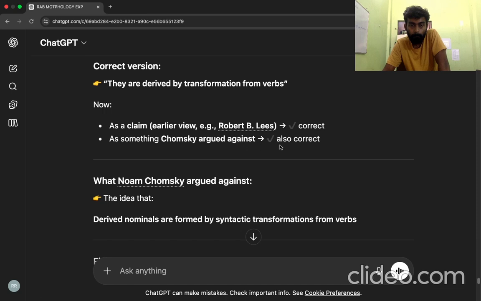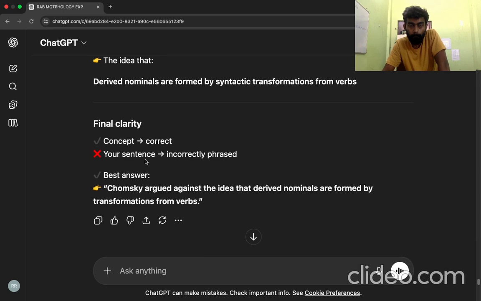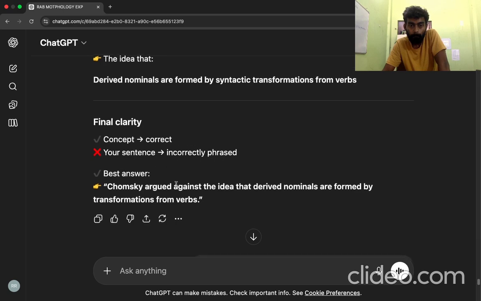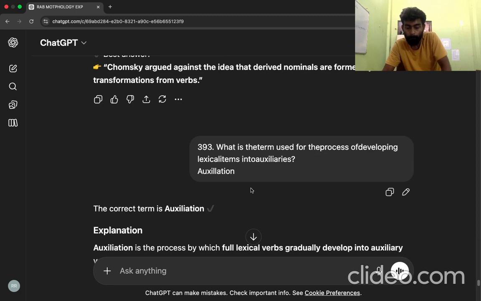The idea that derived nominals are formed by syntactic transformations from verbs. Final clarity: concept correct. Your sentence incorrectly phrased. Best answer: Chomsky argued against the idea that derived nominals are formed by transformations from verbs. The correct term is auxiliation.